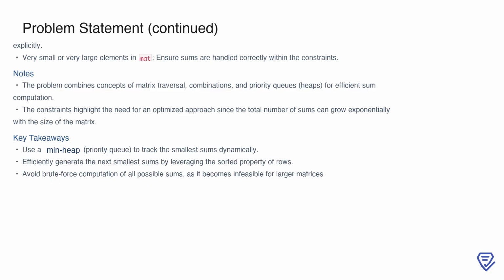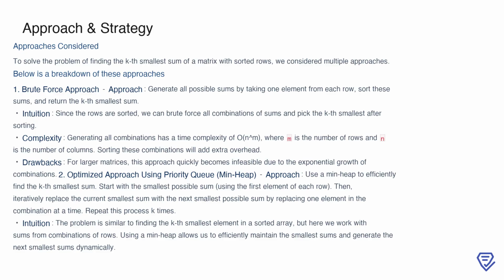all combinations. To address the problem of finding the kth smallest sum of a matrix with sorted rows, we first explored multiple approaches. One straightforward method is the brute force approach. Here, we generate all possible sums by selecting one element from each row, sort these sums, and return the kth smallest. This method is conceptually simple. However, the time complexity grows exponentially at n to the power of m, where m is the number of rows and n the number of columns. This makes it infeasible for larger matrices.